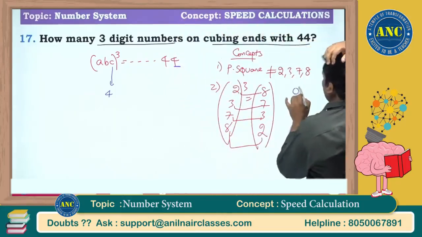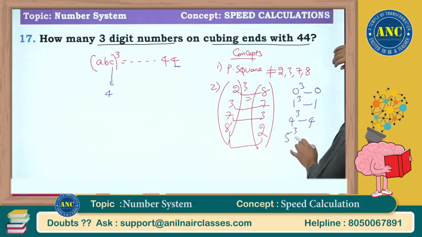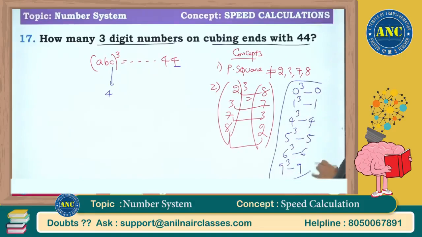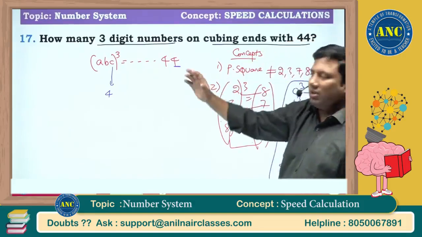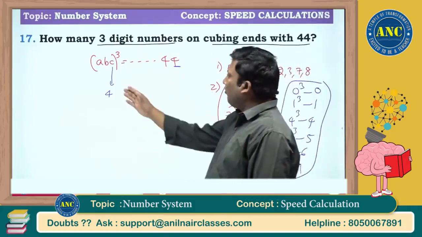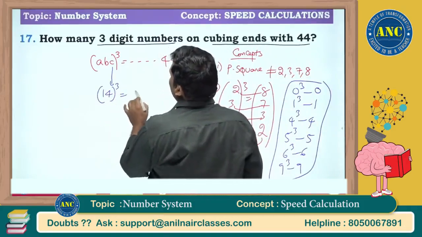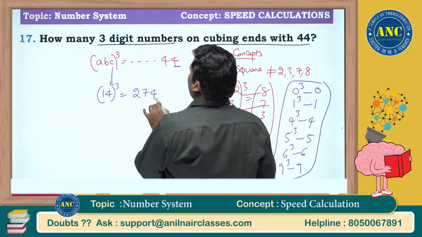Remaining numbers: 0 cube is 0, 1 cube is 1, 4 cube is 64, 5 cube is 125, 6 cube is 216, 9 cube is 729. For all the remaining numbers, the unit digits remain the same. So that is the reason: if the right-hand side is 4, the number should end with 4. 4 cube is 64. Let me take 14. 14 cube, if I solve, I will get 2744.